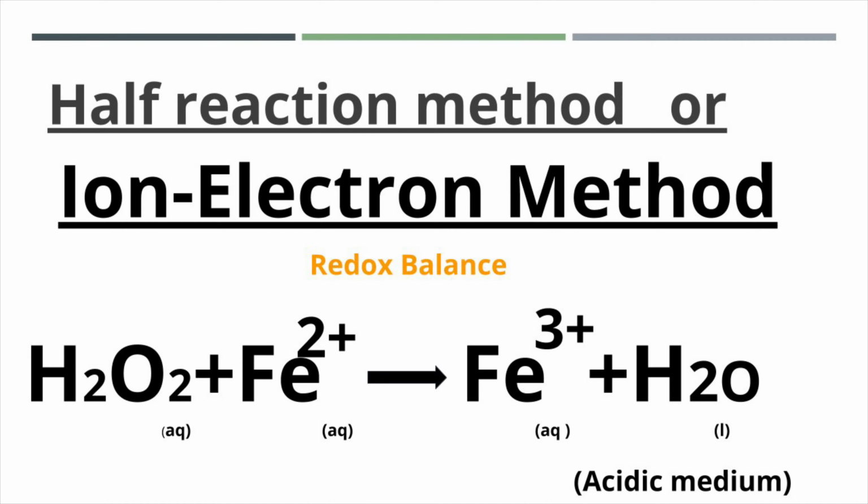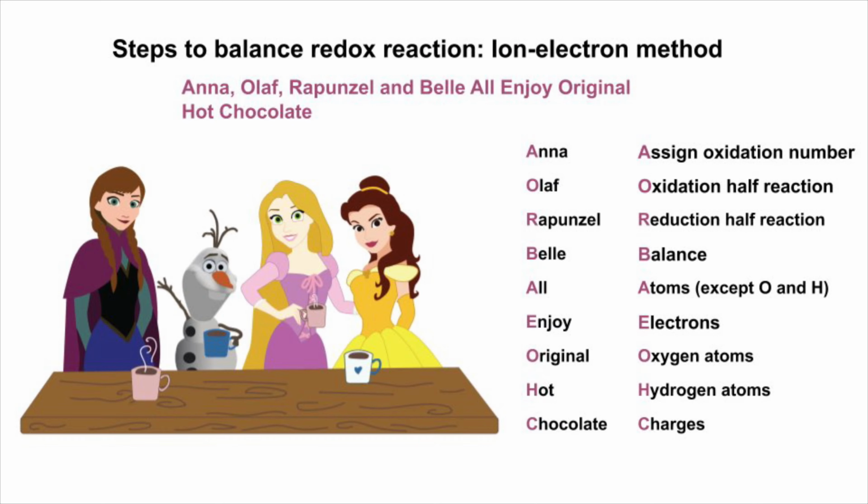Oxidation of ferrous ion to ferric ion by hydrogen peroxide is a redox reaction. Let us discuss balancing this redox reaction by the ion-electron method. To balance a redox reaction, let us see an interesting mnemonic. Anna, Olaf, Rapunzel and Belle all enjoy original hot chocolate.